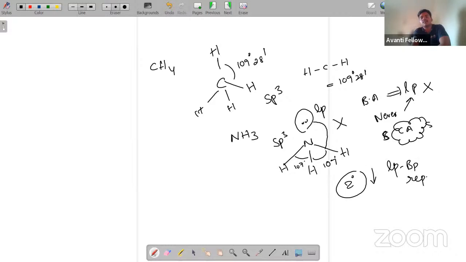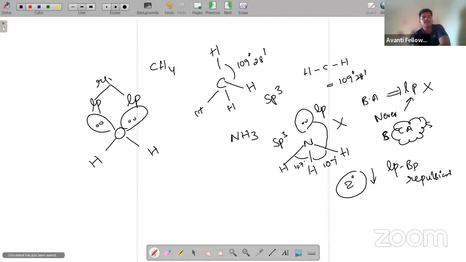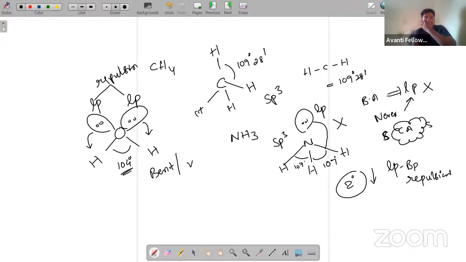Because of lone pair bond pair repulsions. If you take H2O, you have 2 lone pairs of electrons. Because of lone pair repulsions, what will happen here? They will try to push the bonds downwards. So now the bond angle will become 104 degrees. So this is bent, or we can also say bent V shape, or you can also call it angular shape.